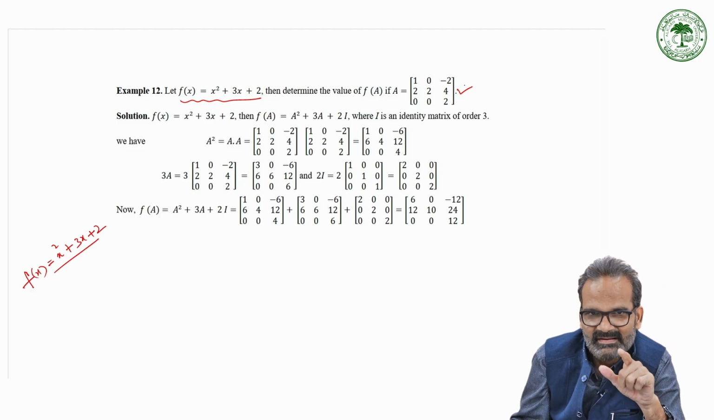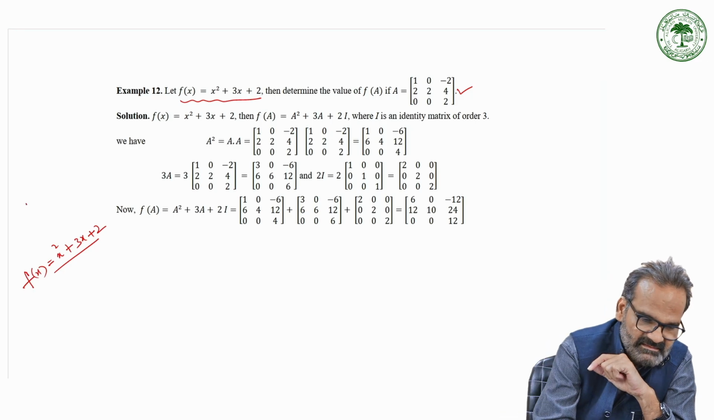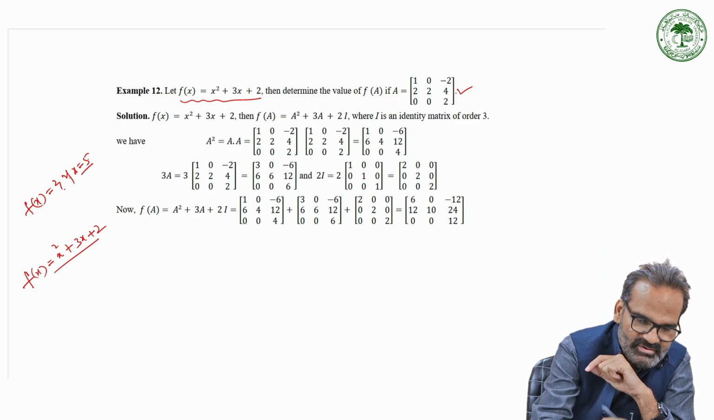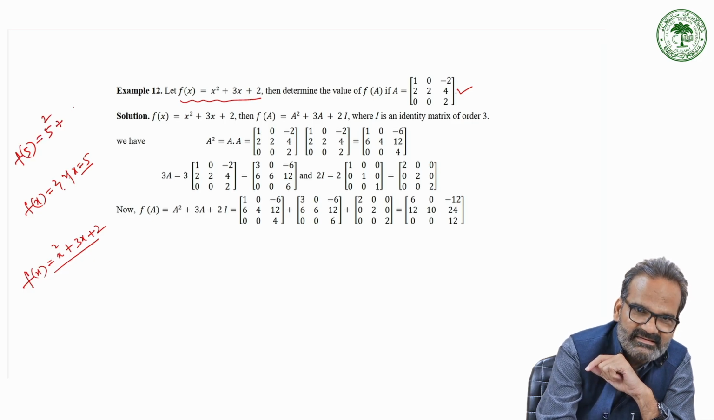If I ask you f(x) is this, then determine the value of f(x) if x is 5. So what you will do? You will simply put x is equals to 5 in this equation. What you will get? 5 square plus 3 into 5 plus 2.